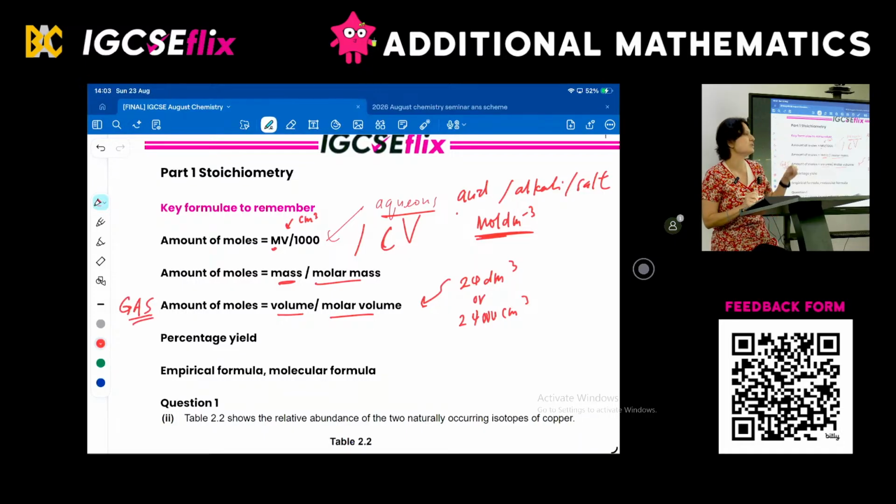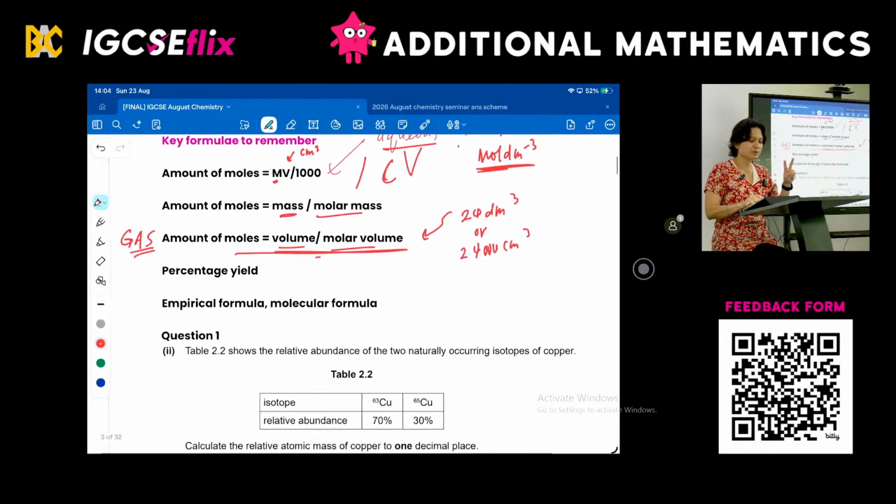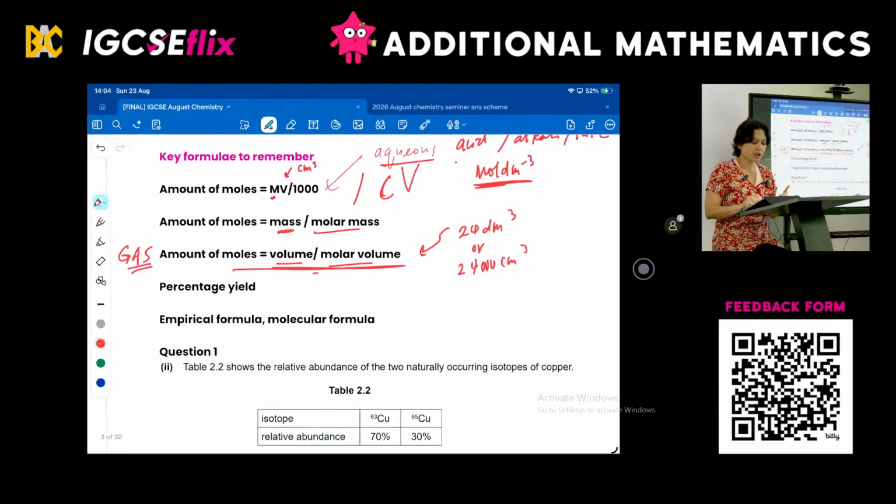Sometimes when you see a question that has a volume, you get confused about which volume they are talking about. If it's a gas, it's this formula. If it's an aqueous solution, it's this formula. So the normal stoichiometry calculations ask you to find the amount of moles of something, the concentration of something else, or the volume of something else. Other kinds of questions are percentage yield and empirical formula. We're going to do both of those together today.